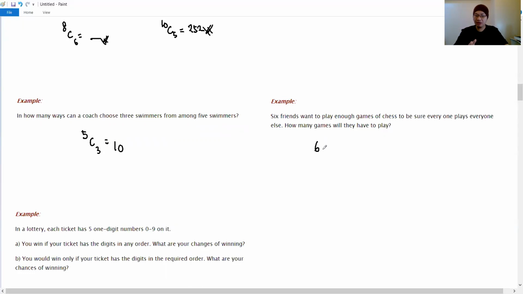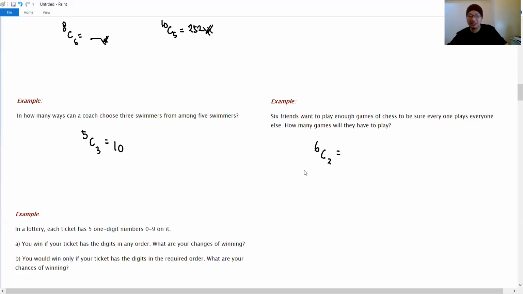6 available students. When we talk about playing the games, we are not talking about arrangement. We are talking about choosing. Maybe A, B, C, D, and E, F. Player A versus player B, and then player C versus player D, and so on. That's what I mean. We don't bother about arrangement. We just want to know the possibilities to pick and choose. So 6 available students. When we play chess, how many players? It will be 2 players, right? So 6C2.